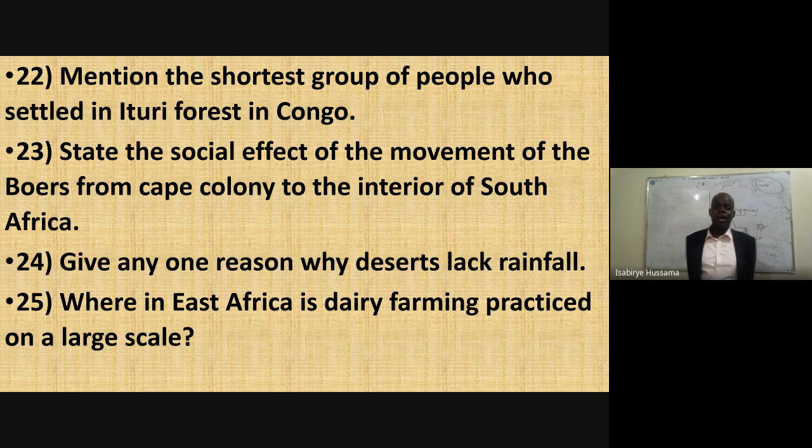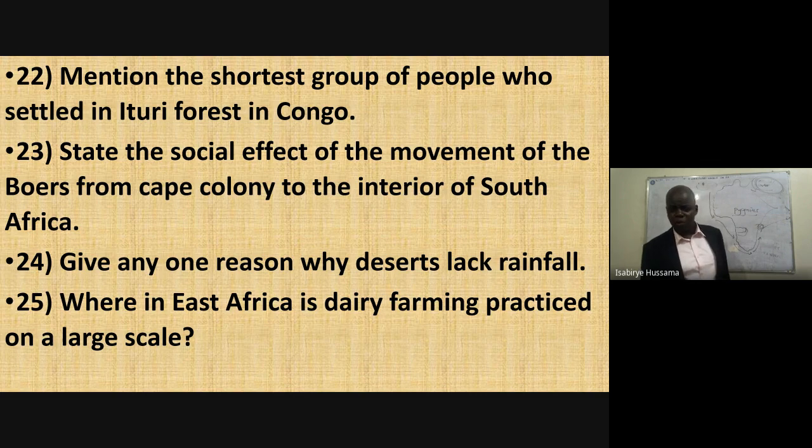Okay? Another social effect, it led to introduction of new culture. Those 2 points are social: introduction of new culture, intermarriages. So the 2 answers we have taken for the social effect are that it led to introduction of new culture and it led to intermarriages. Last year in the exam, they asked for the economic effect. You never know, this year we can go for social effects of the Great Trek.